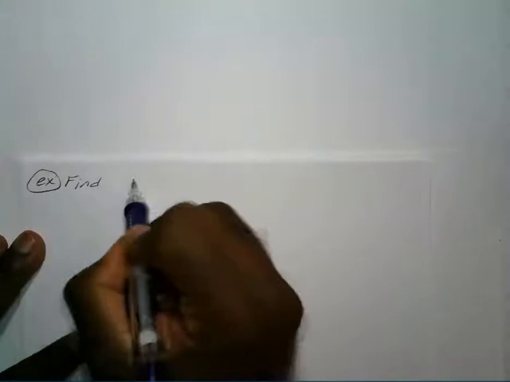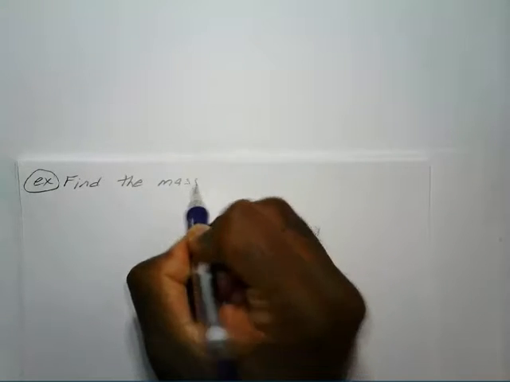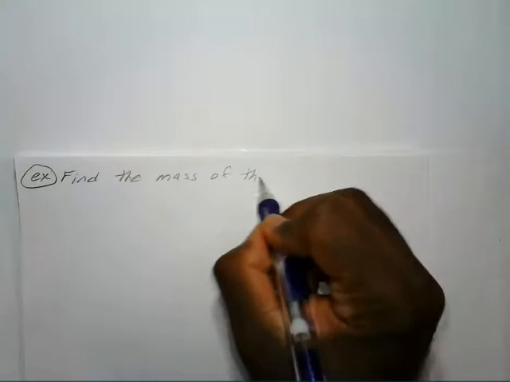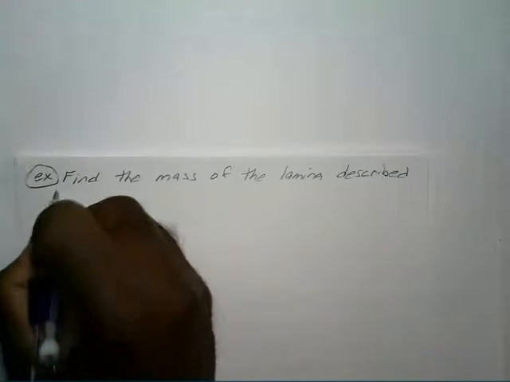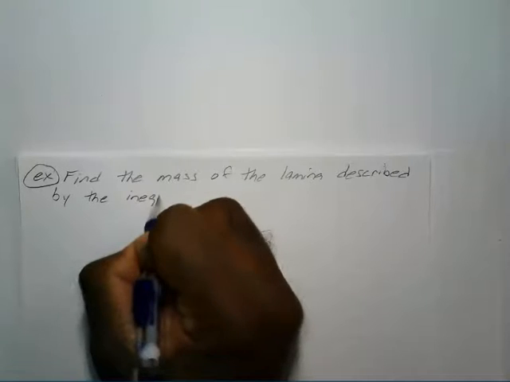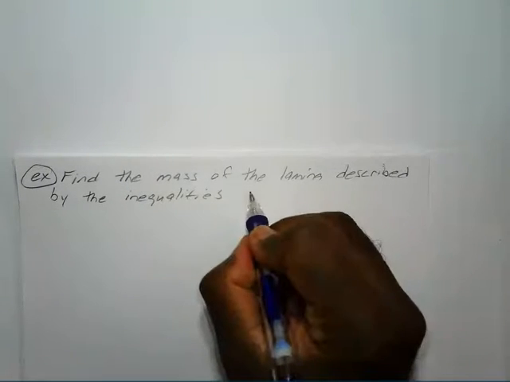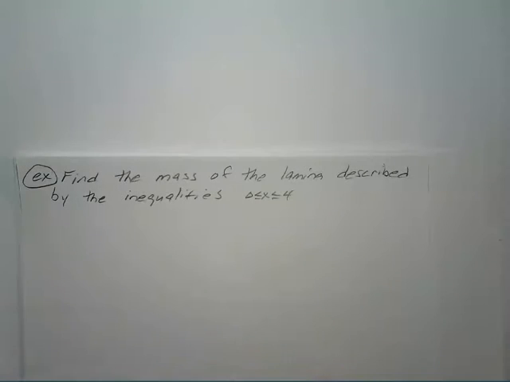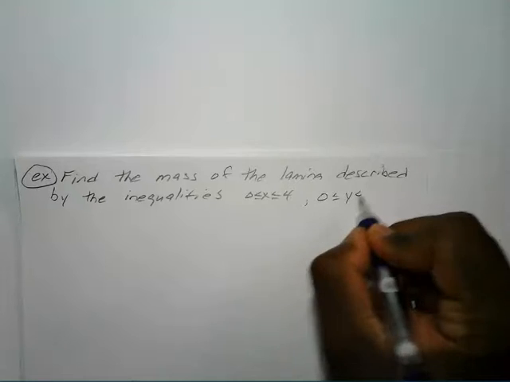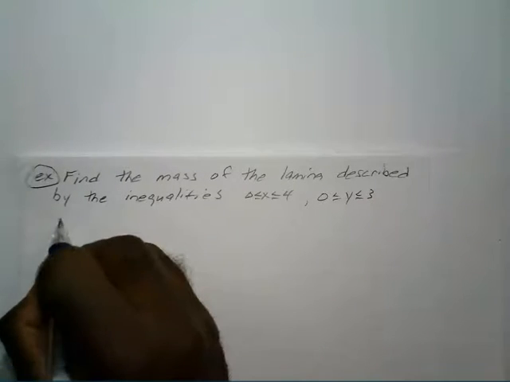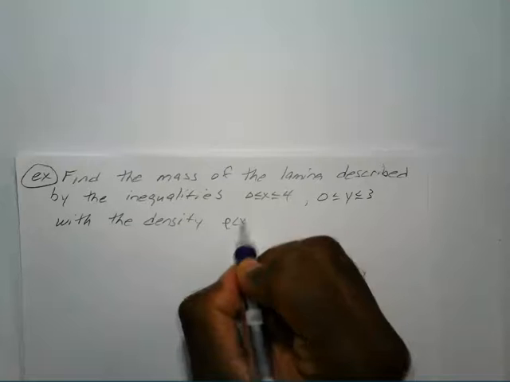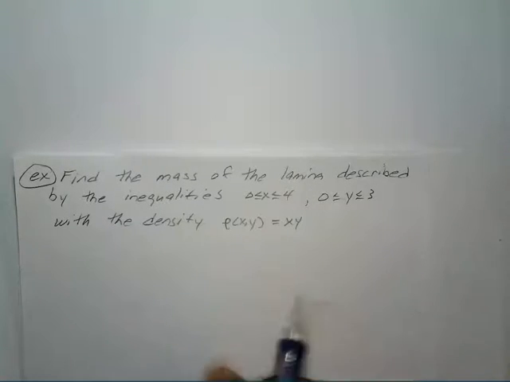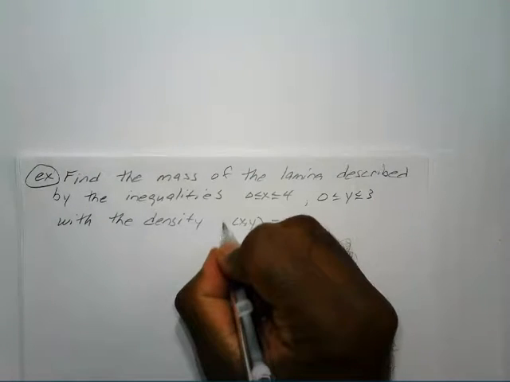Okay, so for example, what if we wanted to find the mass of the lamina described by the inequalities x is between 0 and 4, y is between 0 and 3, with the density rho of xy equal to xy. So let me clean that up a little bit. There we go.